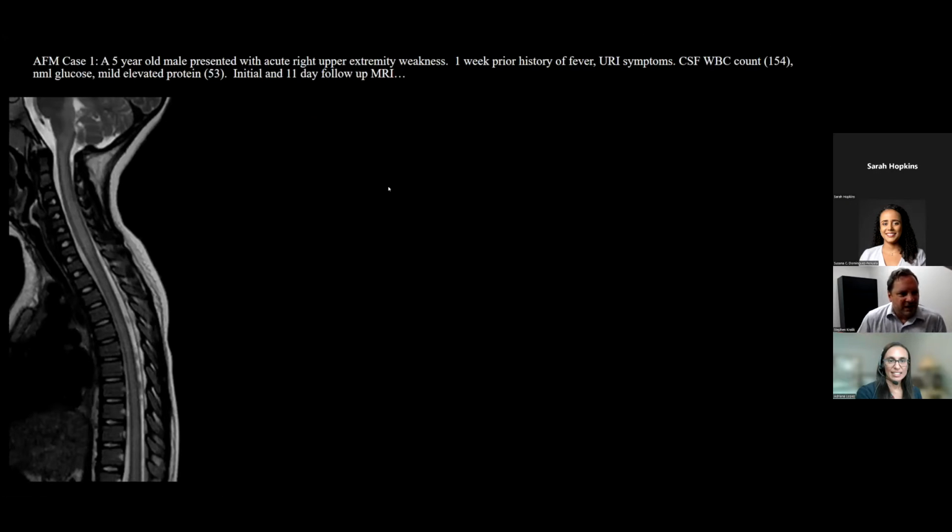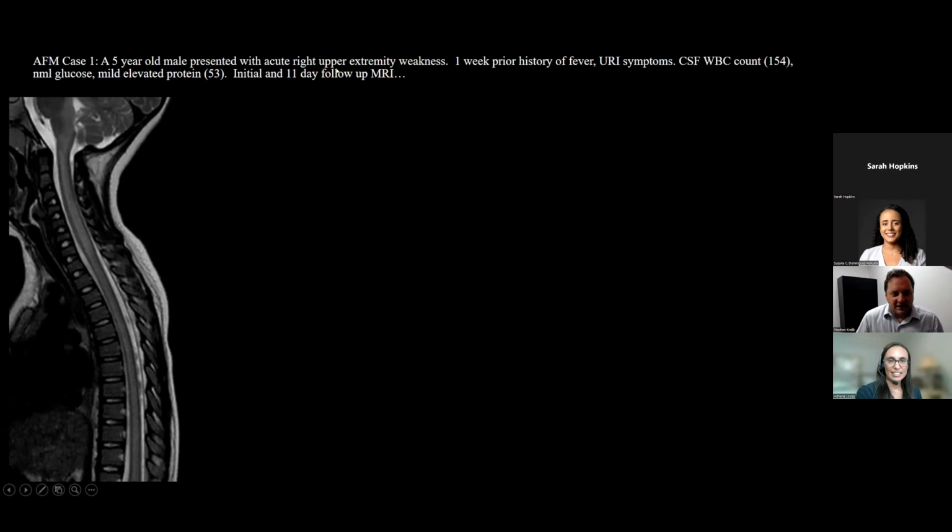So the AFM case 1 that I'm going to show you is a 5-year-old male who presented with acute right upper extremity weakness, and had a 1 week prior history of fever and upper respiratory symptoms. His CSF white count was 154, with normal glucose and mild elevation of protein. I'm going to show you the initial and 11-day follow-up MRIs.